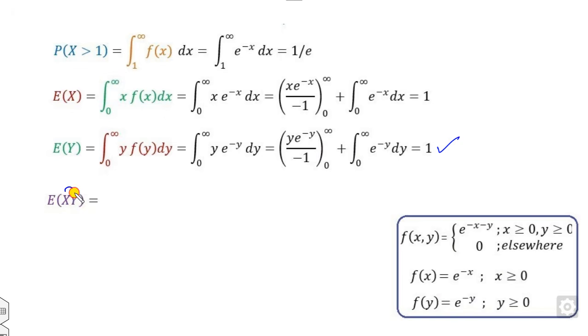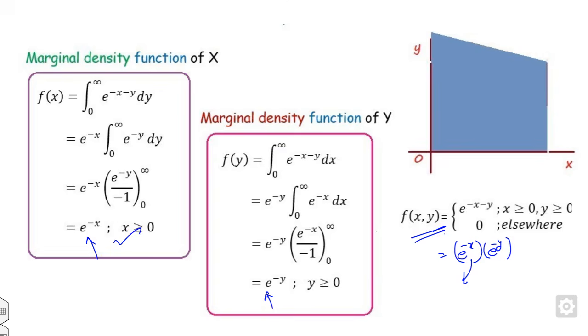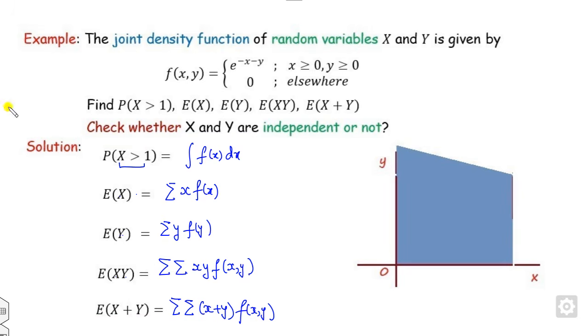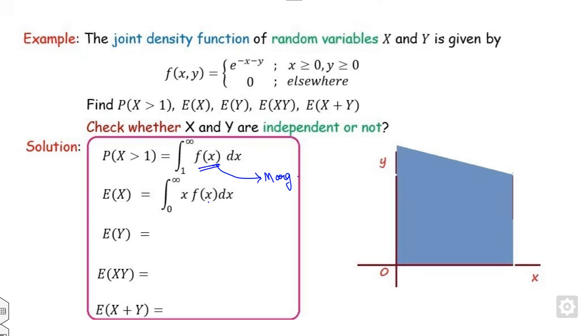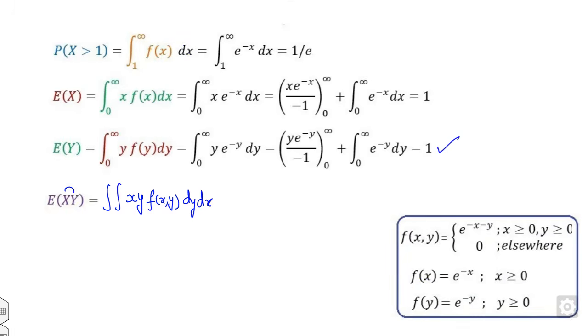Now here this is a function of x and y both, so that's the double integration of x y f of x y dy dx. Remember that I used this in the previous one as a summation if it is for the discrete case. If it is continuous, then we can replace the summation with integration. So we can calculate this limit as there. So basically there are two ways to calculate E of x y.